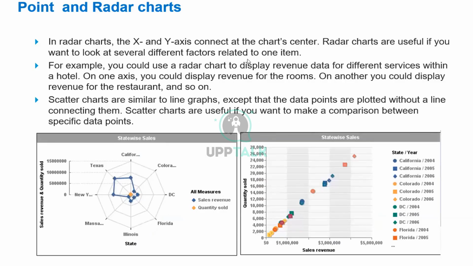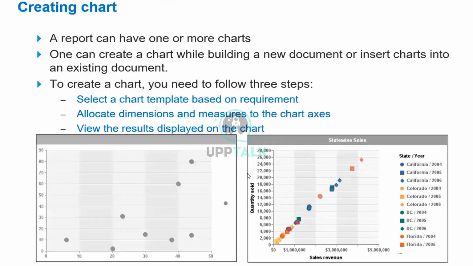Radar charts are useful if you want to look at several different factors related to one item. For example, we could use a radar chart to display revenue data for different services within a hotel. On one axis, we could display revenue for the rooms. On another, we could display revenue for the restaurant, and so on. Scatter charts are similar to line graphs, except that the data points are plotted without a line connecting them. Instead, we only have points. Scatter charts are useful if you want to make a comparison between specific data points.